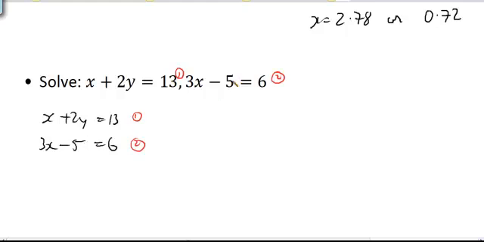That should be 3x minus 5y. I'm sorry. So, just fill in the y there for me, please, if you don't mind.